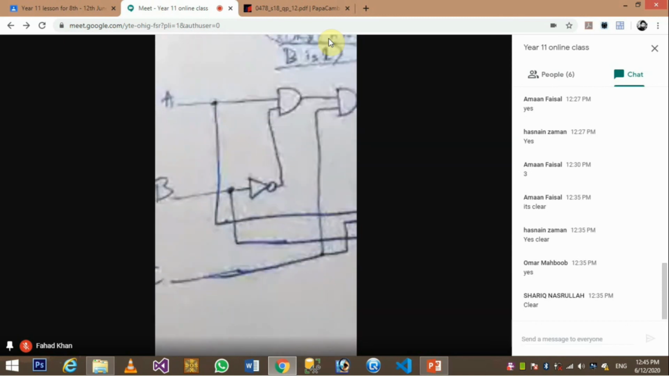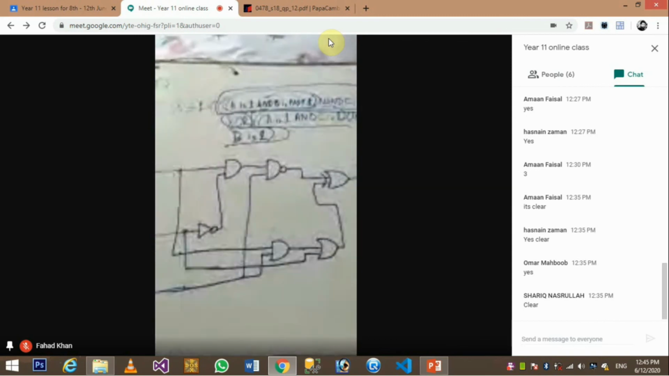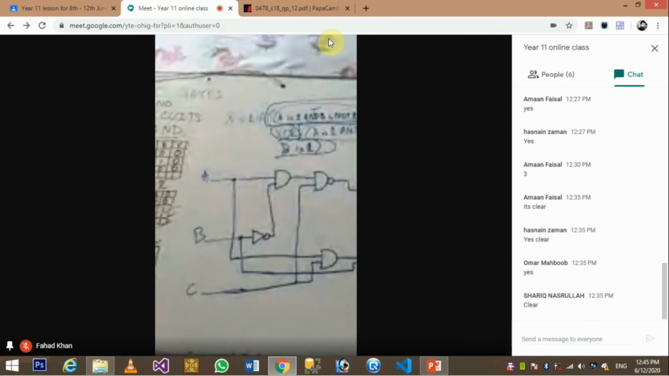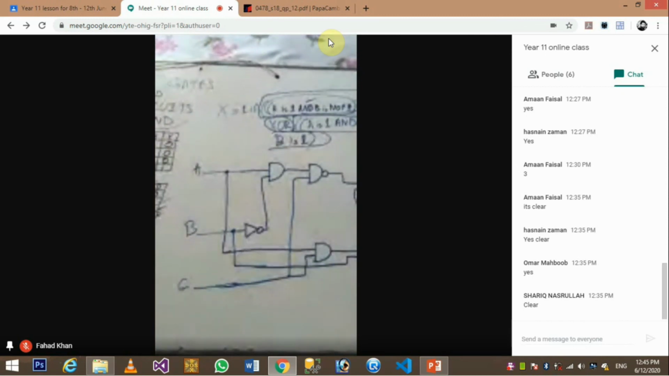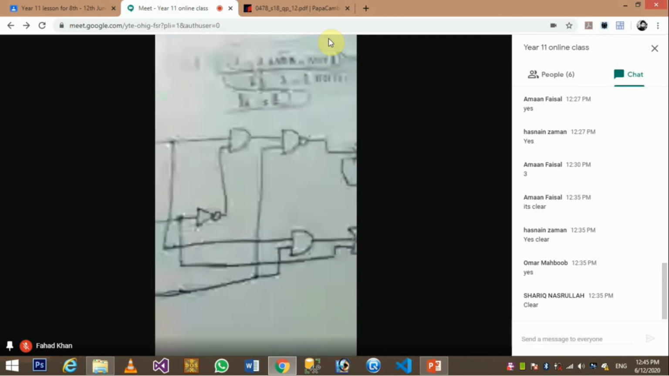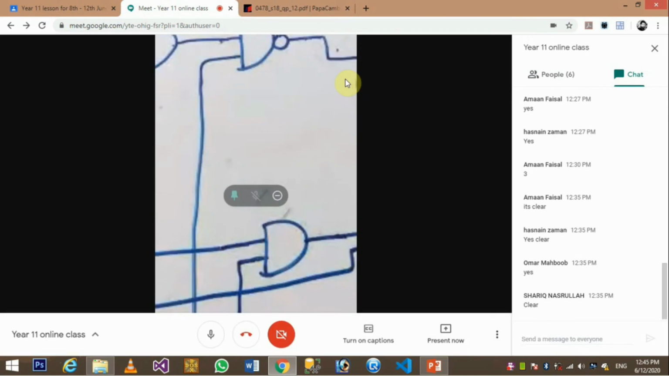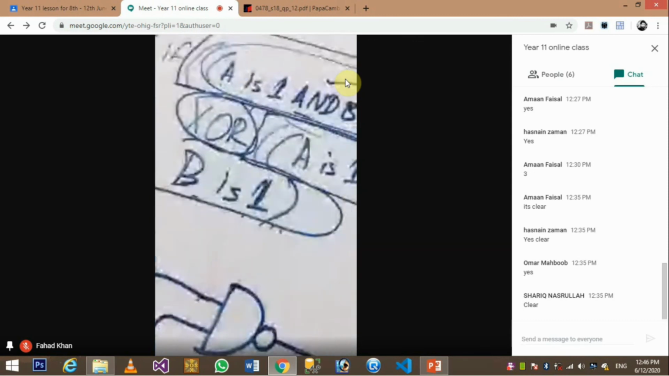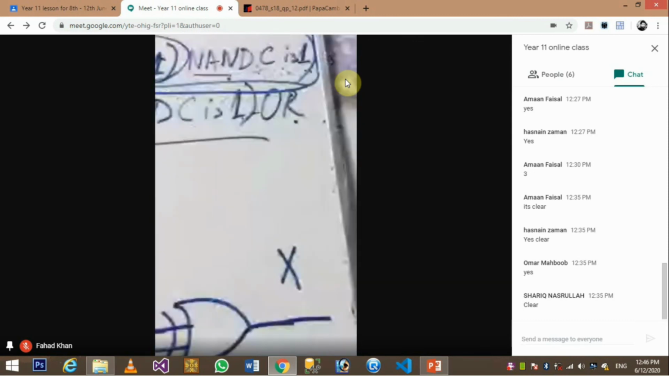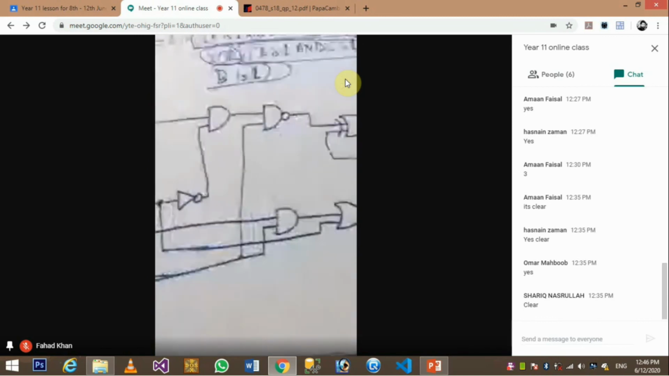So that's my logic circuit of the logic statement, which is from the past paper, and the year is 2018 May June, paper 1 variant 2. Okay, so that's the whole logical statement, and that's the logic circuit of it.